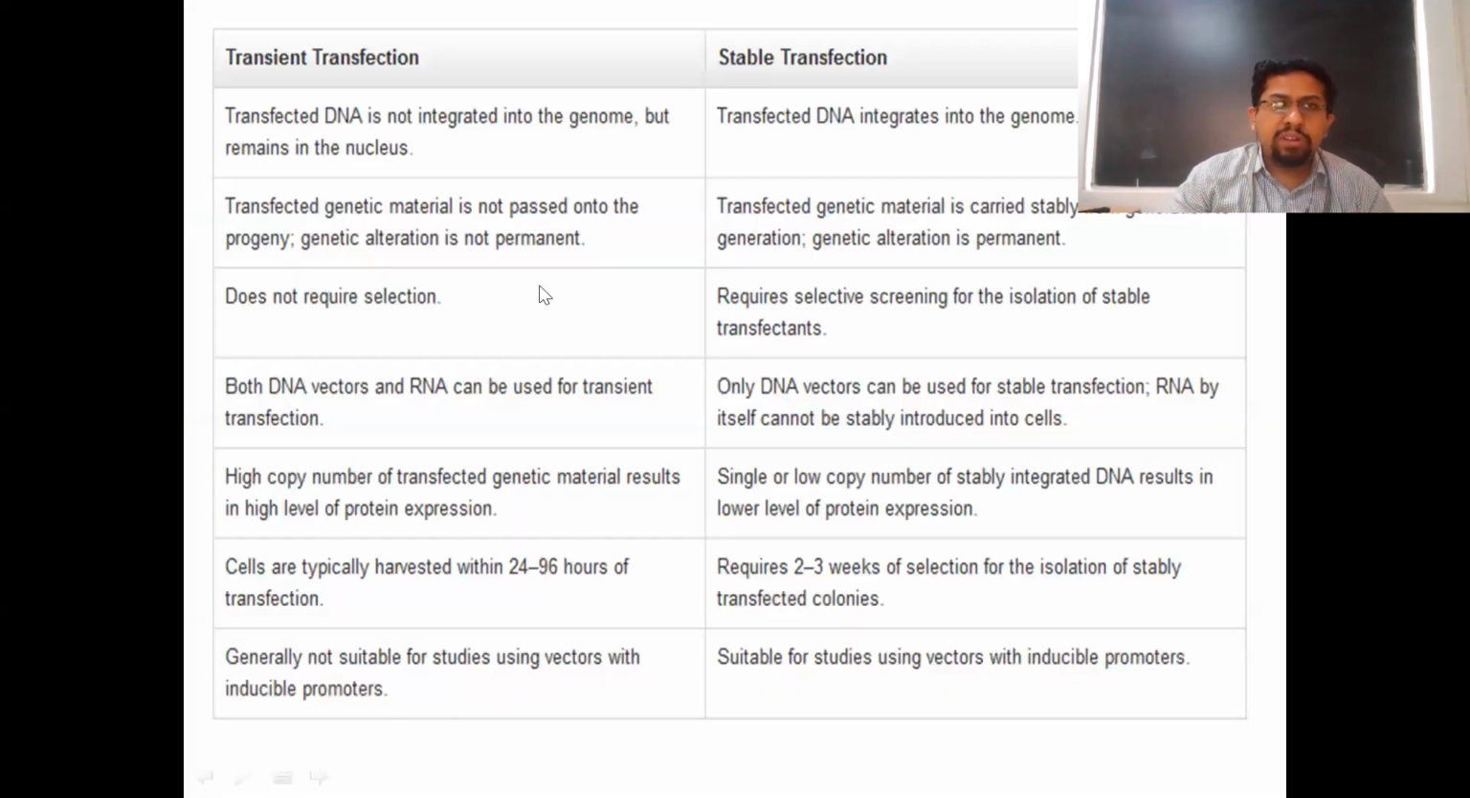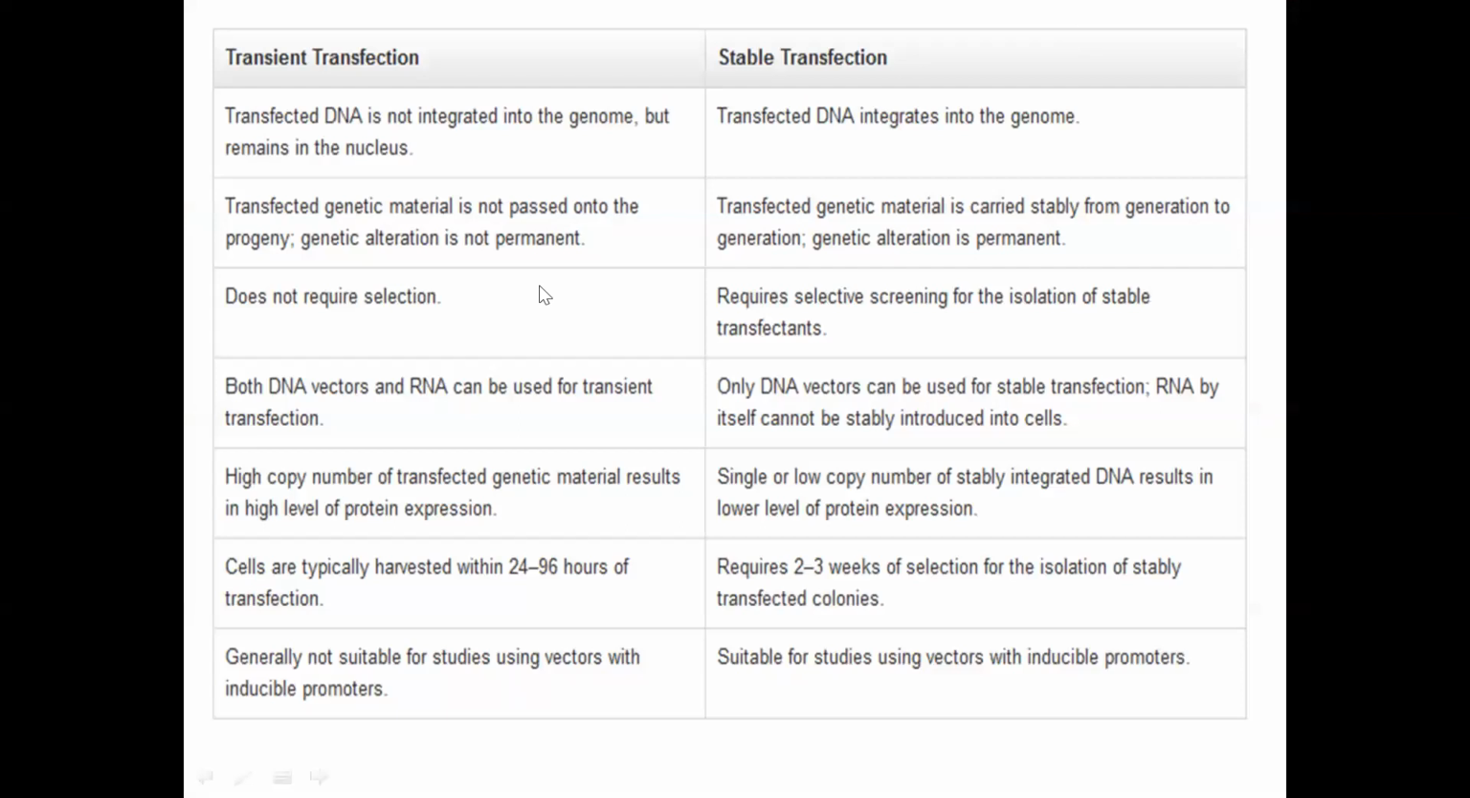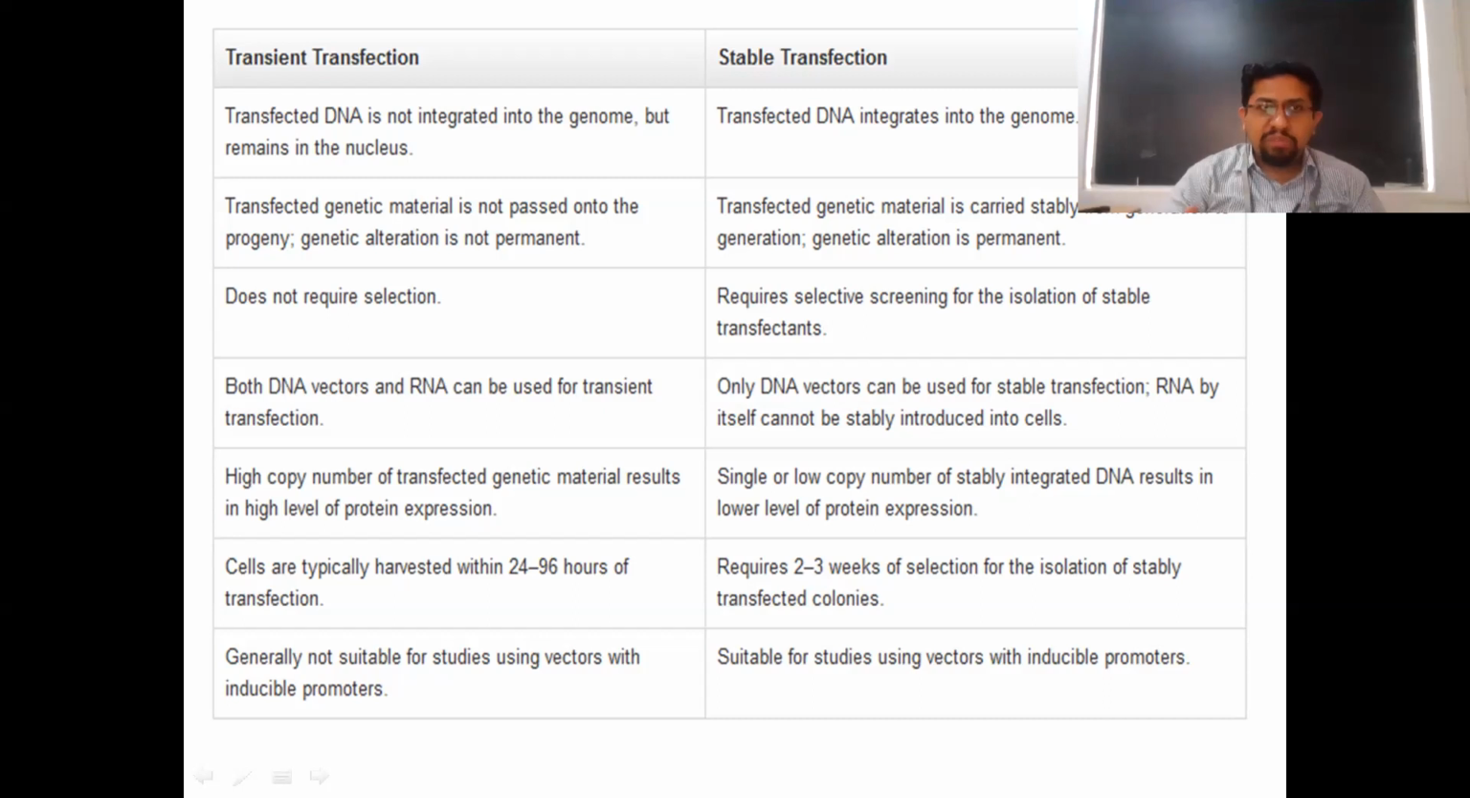Now let us look at the differences between stable and transient transfection. So students, please remember this comparison of transient and stable transfection. This will be a very important question from your examination point of view. So I could ask this as one of the questions for your open book exam also.